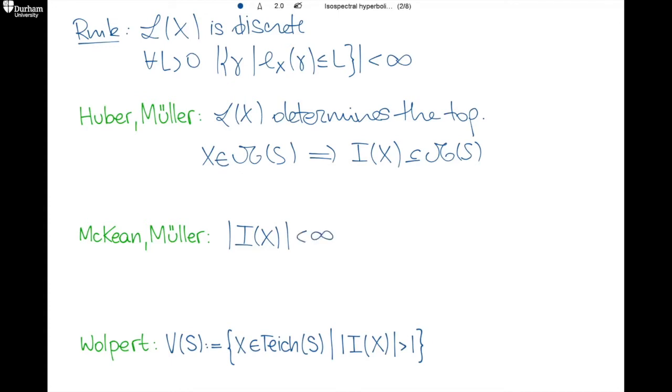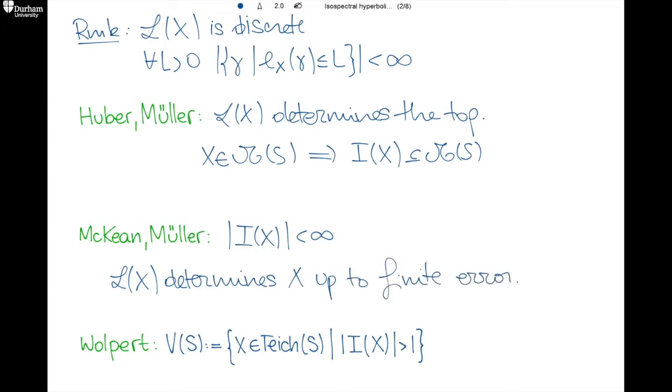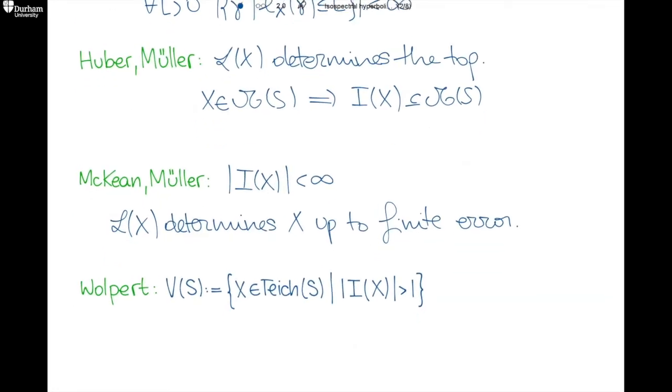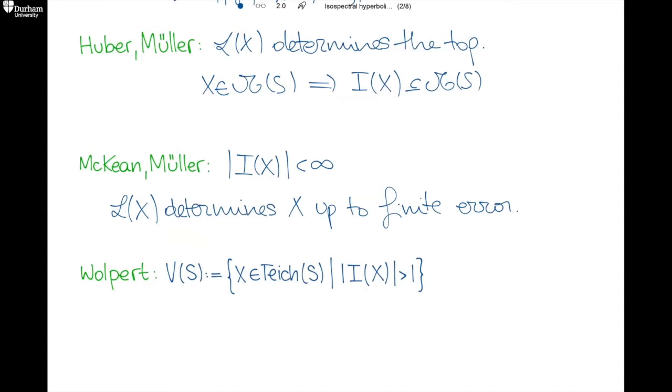So I want to think of that as saying that the length spectrum determines the surface up to finite error. So maybe I cannot tell you precisely which surface I have, but I can give you a finite list of surfaces, and I know that the surface you start with is one of them. Even more, in a sense, is true. This is still, in a sense, going in the direction of the conjecture of Gelfand.